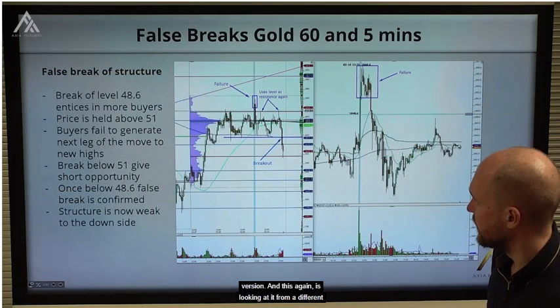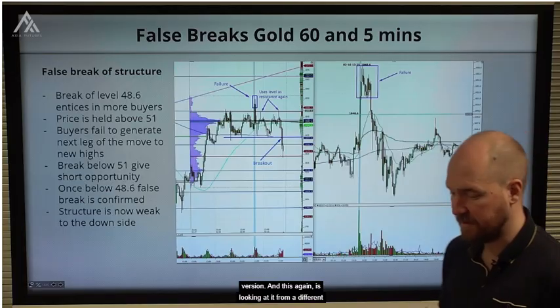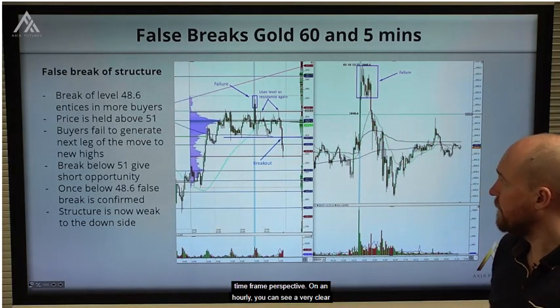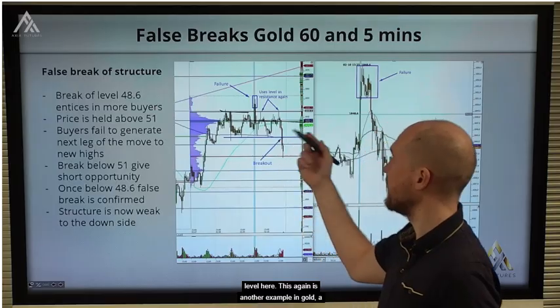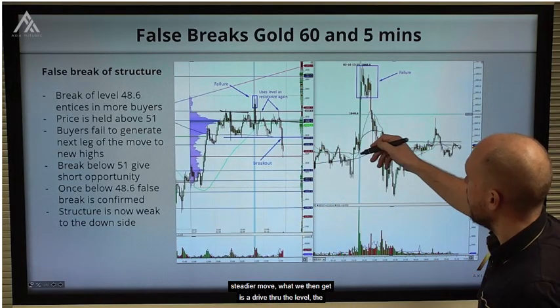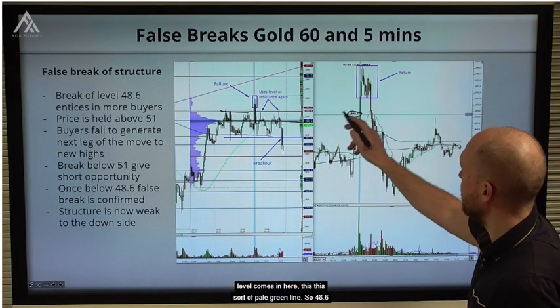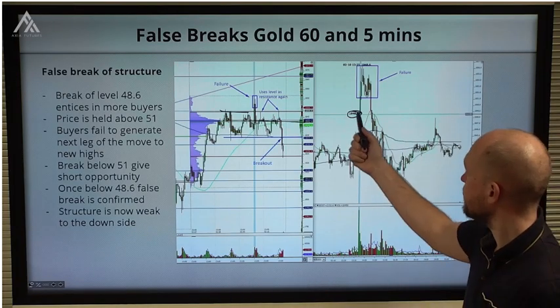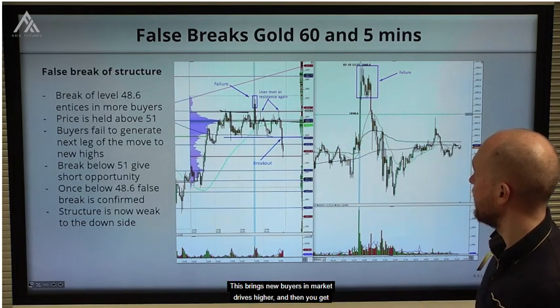Look at a slightly different version. This again is looking at it from a different time frame perspective. On an hourly, you can see a very clear level here. This again is another example in gold, a steadier move. What we then get is a drive through the level. The level comes in here, the sort of pale green line, so 48.6. This brings new buyers in.